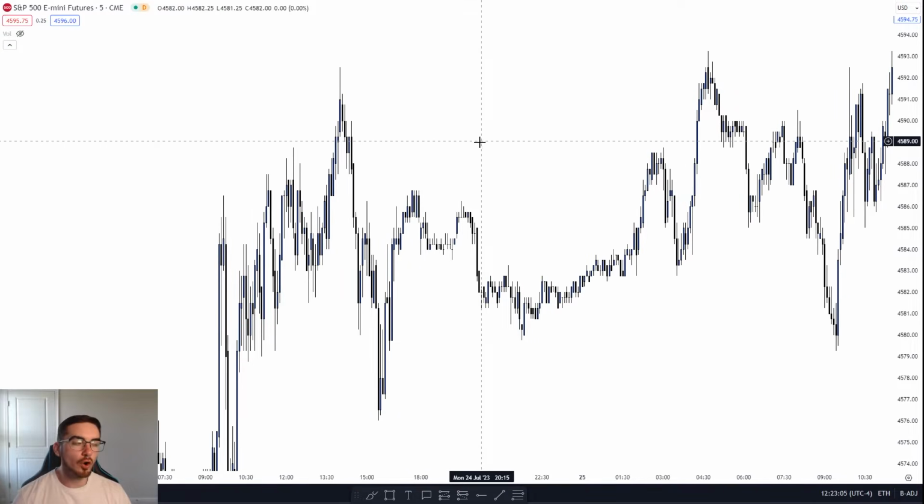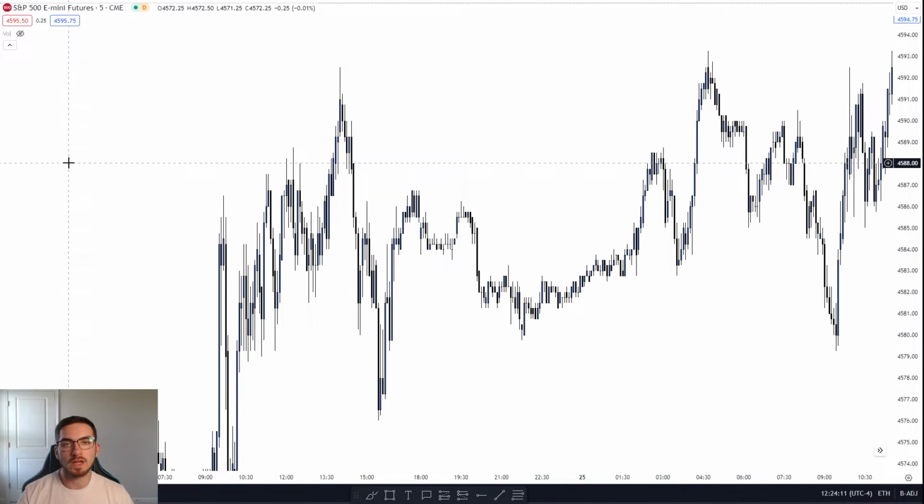Alrighty, so let's start off first with what is liquidity? Liquidity is essentially orders that are being filled inside of the market. It could be buy orders, it could be sell orders, it could be stop orders. But essentially, liquidity is where orders are being filled in the market. If no orders are being filled, there's no liquidity.